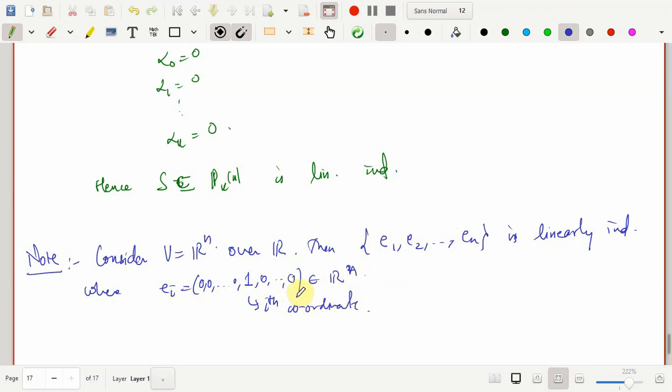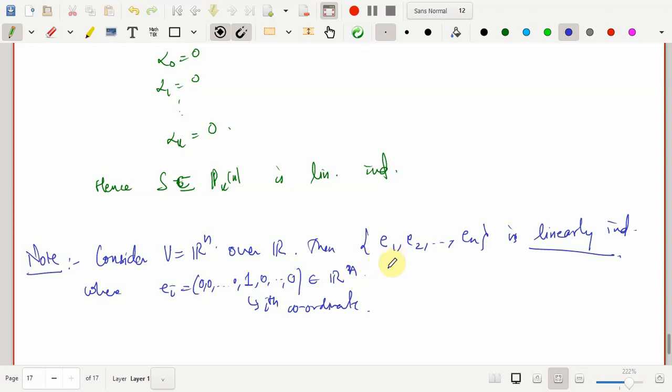So you can check this out. It's very simple because the augmented matrix which you will get is itself the identity matrix with a zero column added, and so the rank of this matrix is going to be n, which is the same as the number of unknowns, and therefore the given system is going to have a unique zero solution. Therefore this becomes a linearly independent set.